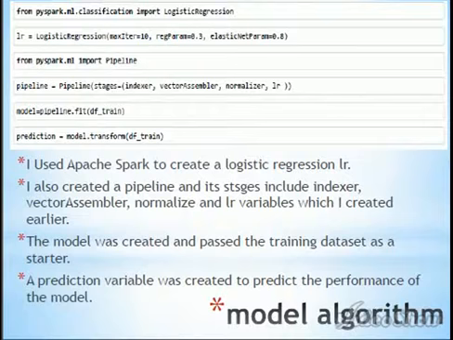So as for the model algorithm, here I use Apache Spark to create a logistic regression. I named it LR as the variable. I also created a pipeline, and its stages include the indexer, vector assembler, normalizer, and then the logistic regression variable which I created earlier. The model was created and fitted to the training data set. Then the prediction variable was created to predict the performance of the model.